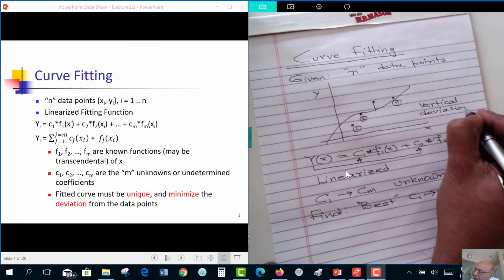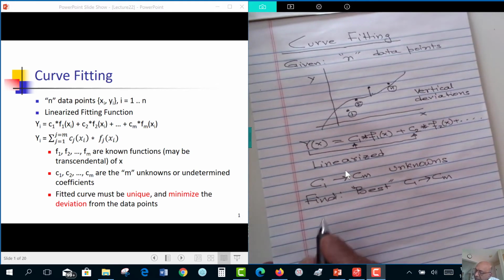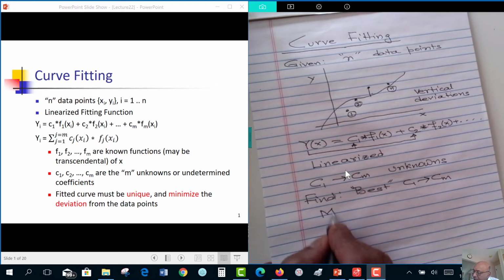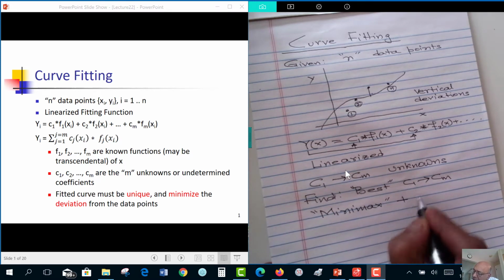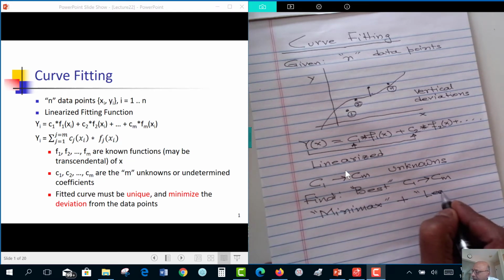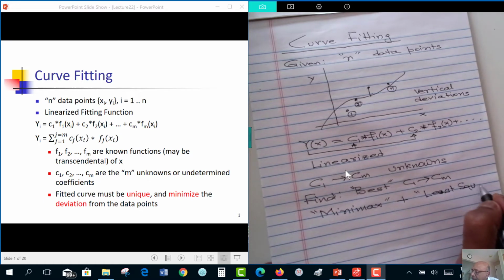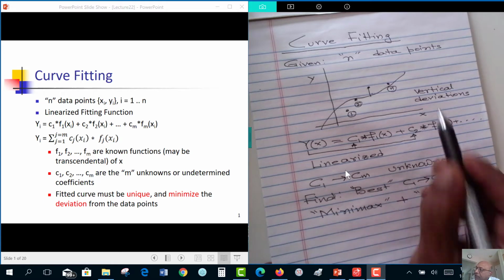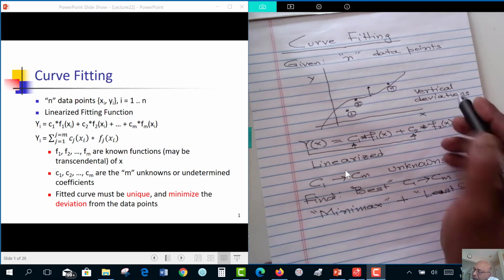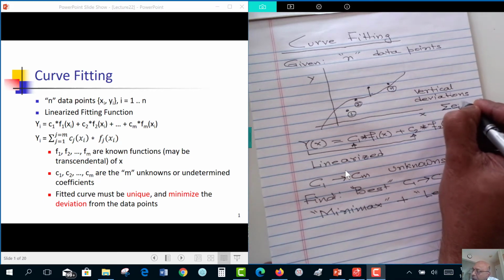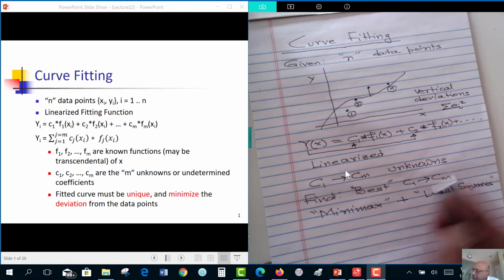And then last week we looked at various criteria and we found out there are two criteria. One is called minimax criteria, which we did not go over further, and the other one was least squares criteria, which is the one we implemented. So we said if we take the sum of the squares of vertical deviations and we minimize them with respect to C1 through Cm, we get our least squares method.